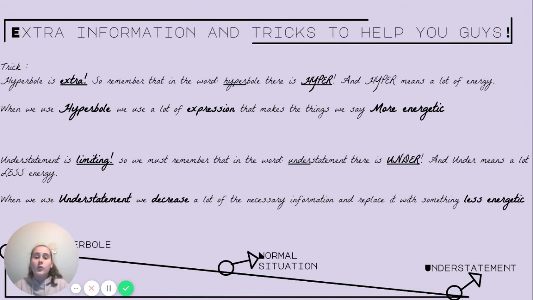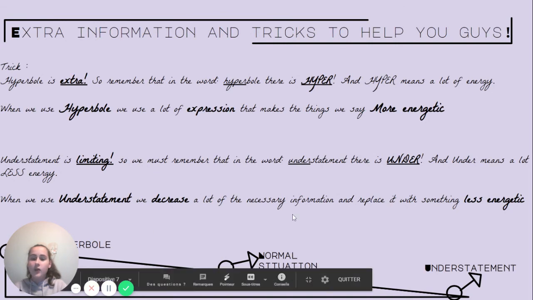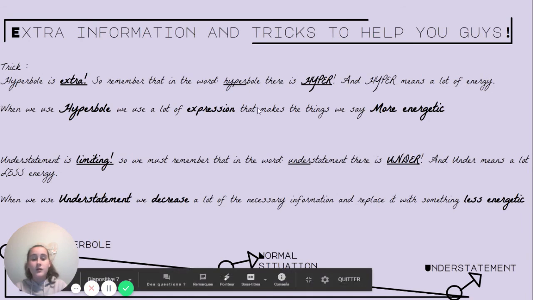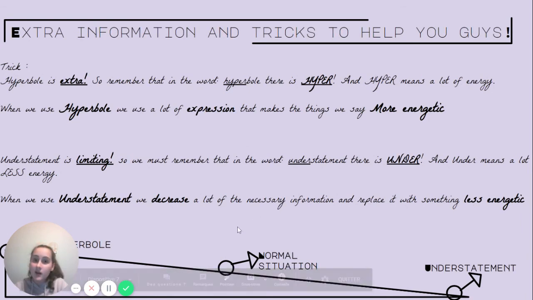Understatement is limiting, so we must remember that in the word understatement there is under, and under means a lot less energy. When we use understatement, we decrease a lot of the necessary information and replace it with something less energetic. So with the example of this triangle right now, hyperbole is on top and understatement is on the bottom, but the normal situation is in the middle.